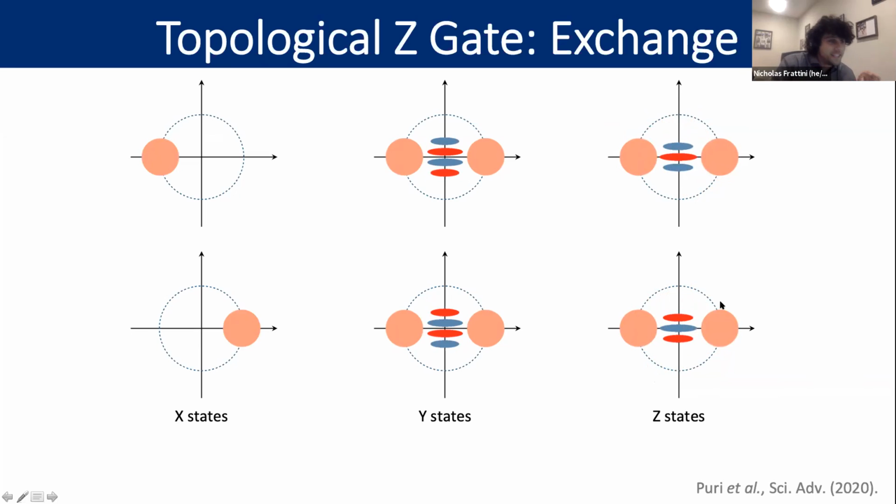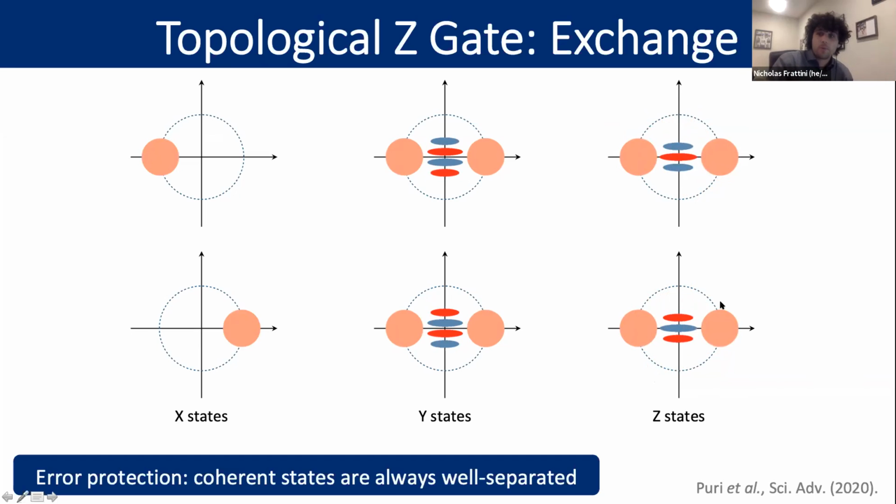And really now, the key here is that the error protection during this gate is exactly the same as it was when you weren't doing the gate. So if your error protection was good before the gate, during the gate, it's exactly the same. The coherent states stay just as far apart.